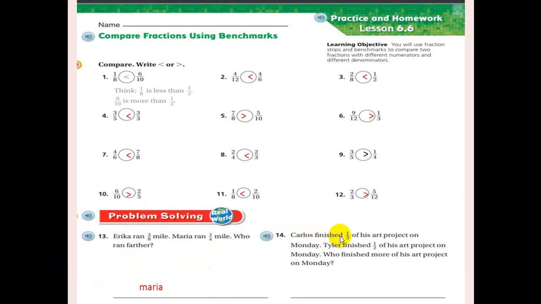Carlos finished a third of his art project on Monday. Taylor finished half of his art project on Monday. Who finished more? Third or half, which is bigger? Yes, half is bigger. Taylor finished more.